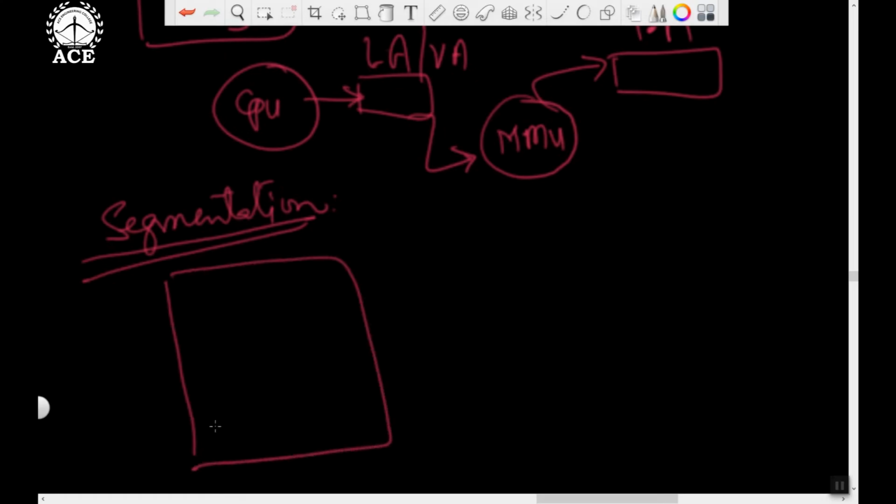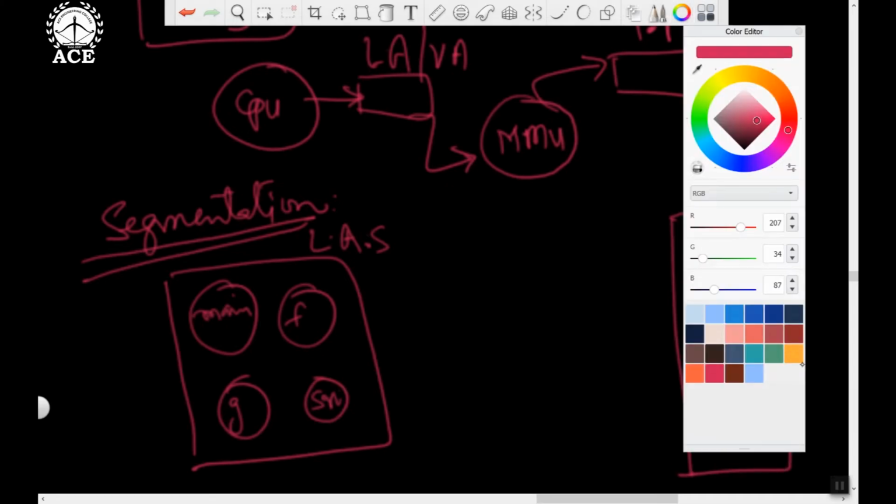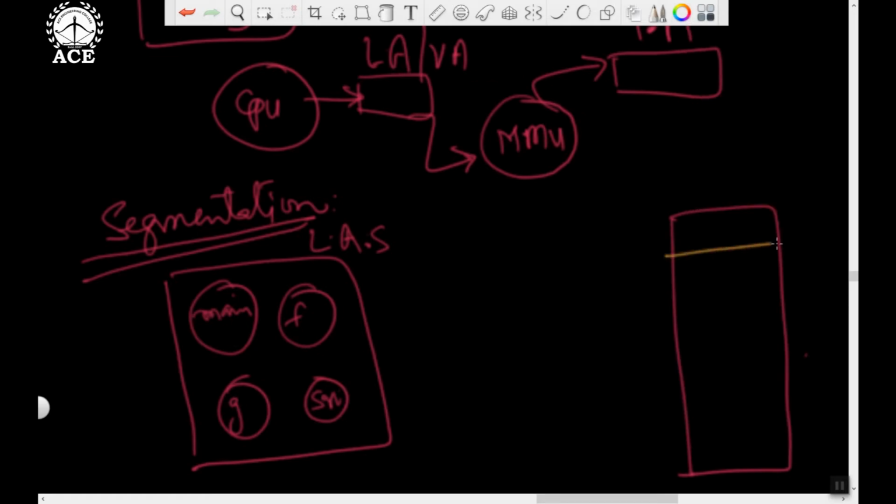We said that the program running on the CPU always generates a logical or virtual address, but the address which is needed to access main memory for our program instructions and data is called the physical address. So we need to convert this, and the unit that does this conversion is called the memory management unit. It takes the logical address as input and gives the corresponding physical address as the output. Paging has its own approach of implementing this, and segmentation has its own approach.